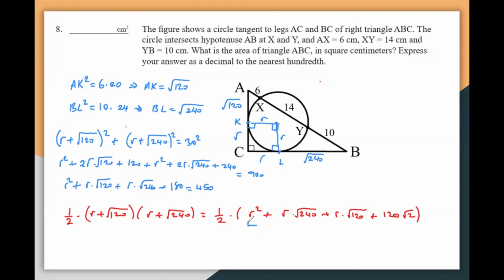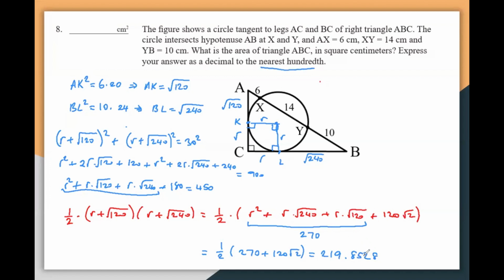This part right here is exactly the same as this, so I can take 180 out of 450, and that gives us this expression without really solving for R. So I will get just 270 for this part. Then the rest is just plugging into the calculator. I take 1/2 times 270 plus 120 root 2, and I will get the answer. Let me plug in the square root of 2, and then 120, and then we'll take the 1/2. If I do that, you'll get 219.8528. Since we are interested in the nearest hundredth, the answer is 219.85.